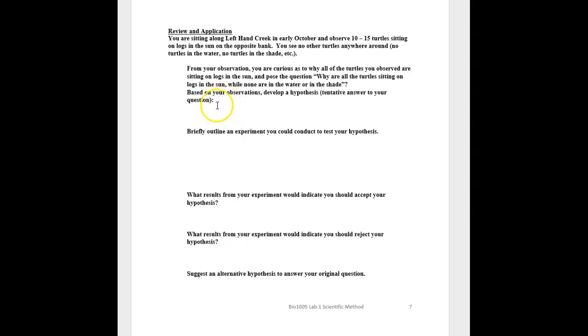You're going to have to come up with 2 different hypotheses and then design an experiment that will help tell you what's going on.